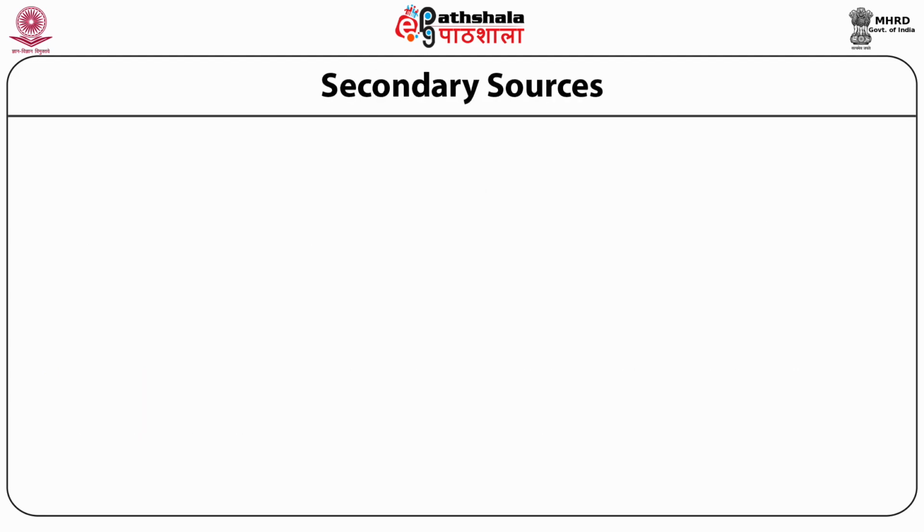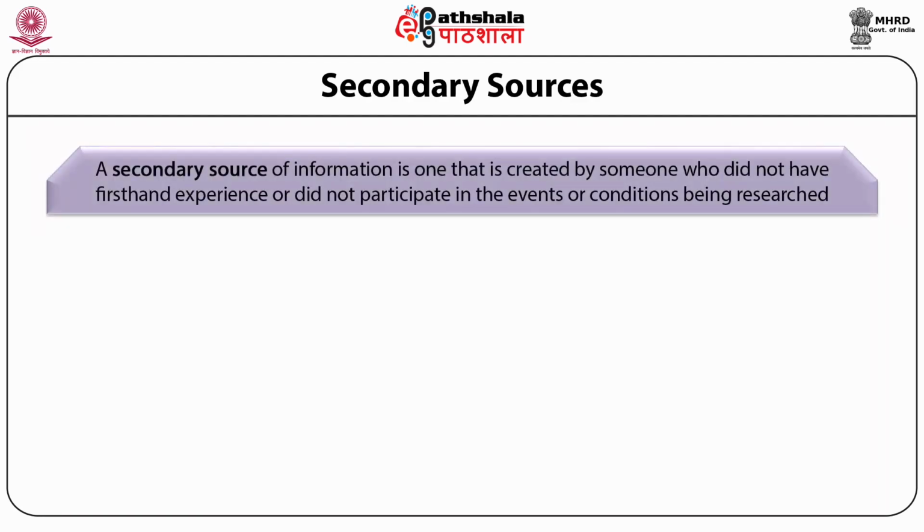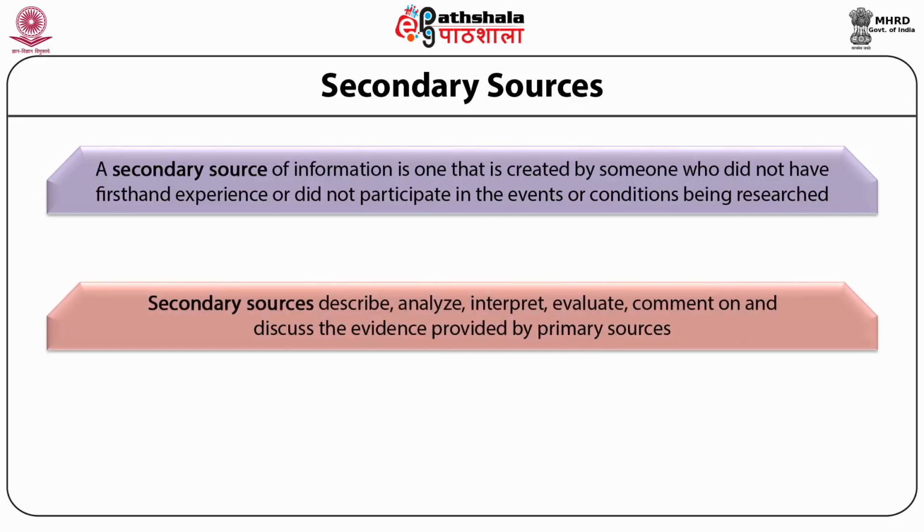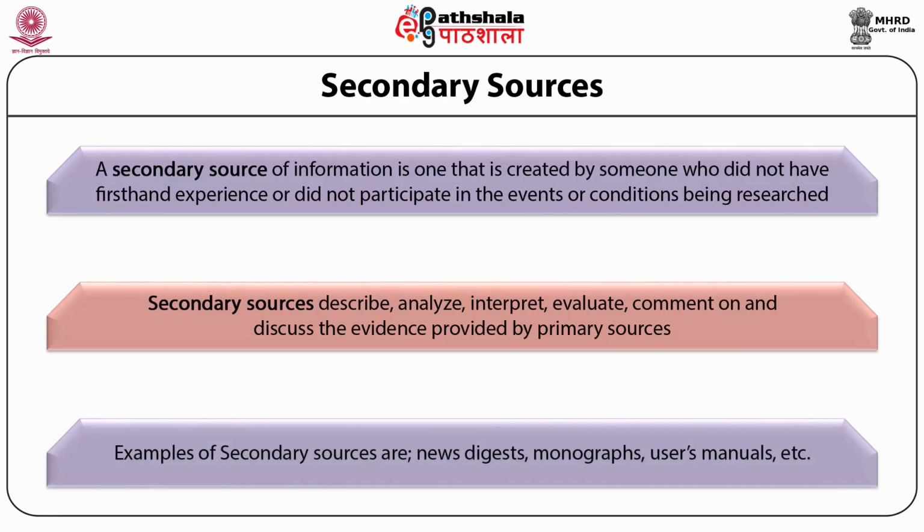Secondary sources. Secondary sources are not evidence but rather commentary on and discussion of evidence. A secondary source of information is one that is created by someone who did not have first-hand experience or did not participate in the events or conditions being researched. Secondary sources describe, analyze, interpret, evaluate, comment on, and discuss the evidence provided by primary sources. Examples of secondary sources are news, digests, monographs, users' manuals, etc.